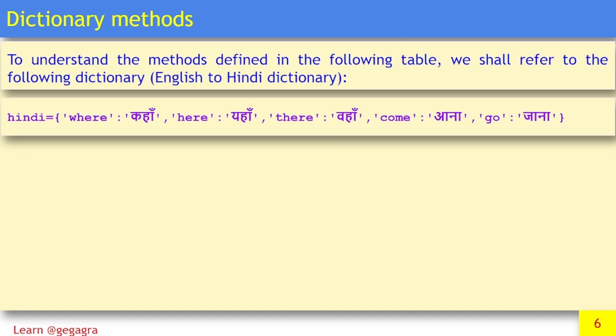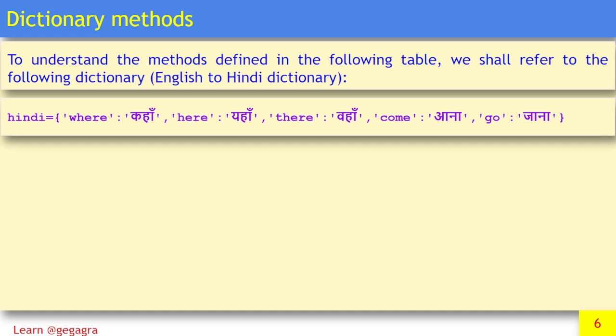Suppose I have created a dictionary Hindi is equal to, the key is where, and it is string type, colon kahan, means the English word is this and the Hindi word is this. English word is this and Hindi word is this. So this is how we can create the dictionary. And if you look at it seriously, where is the key and its meaning is the value. Here is the key, yahan is the value. There is the key, wahan is the value. So this way we can create the dictionary.